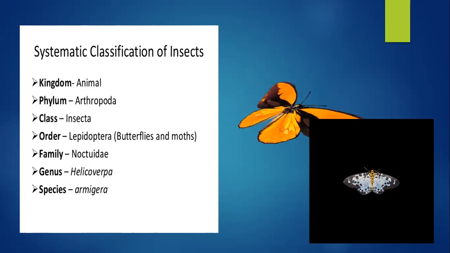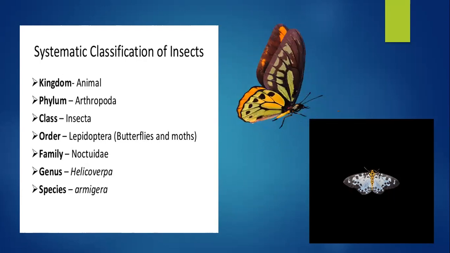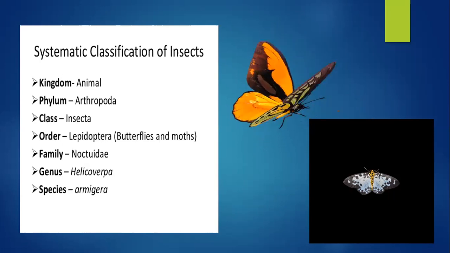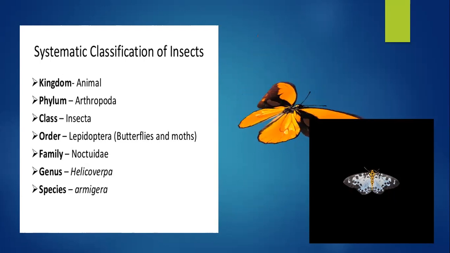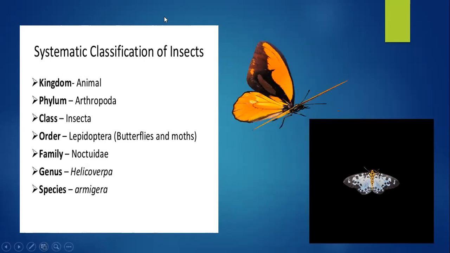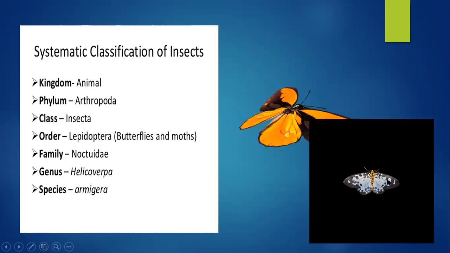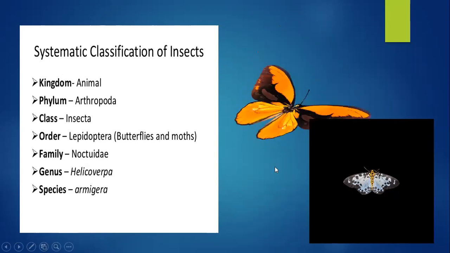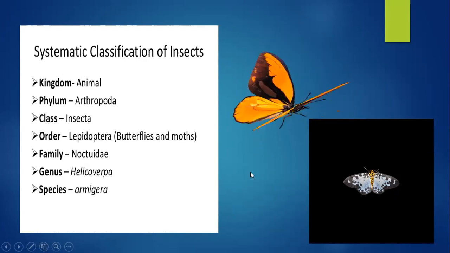So the figures which I have shown you here are not Helicoverpa armigera, but I have shown you the moth here and the butterfly in this figure, so that you can understand how to classify the insect. Got it?